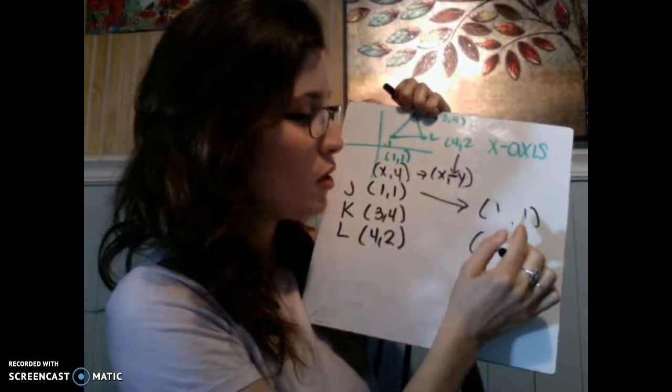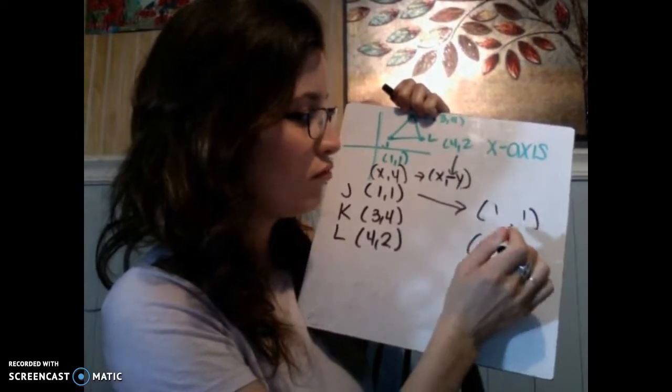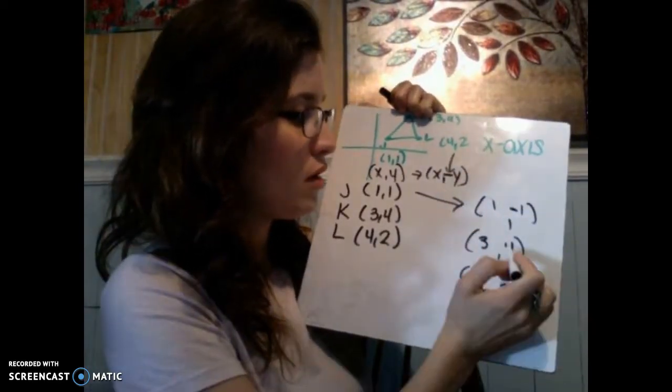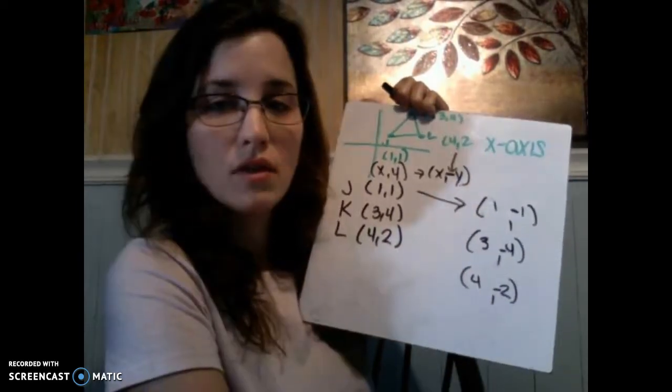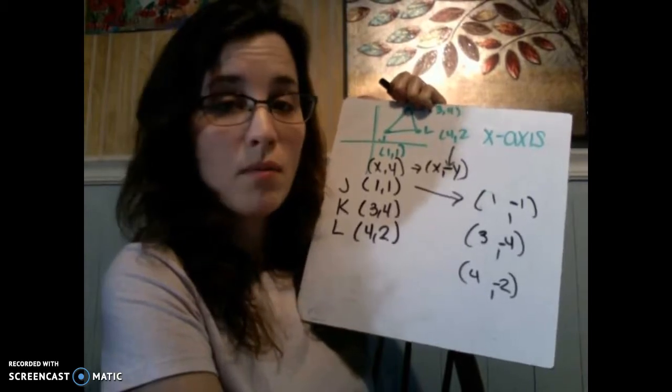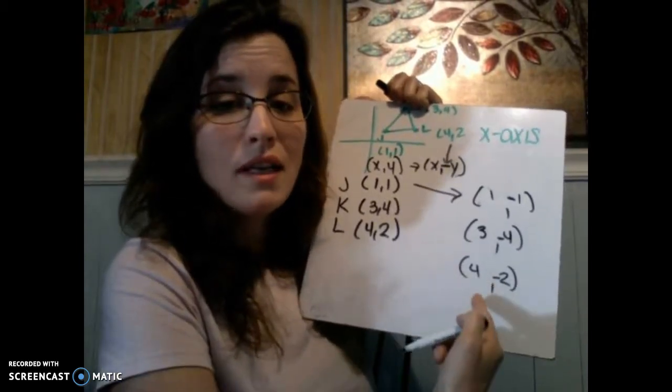So I'm going to simply go to each of my y coordinates and change the sign. Well, positive 1 becomes a negative 1. Positive 4 becomes a negative 4. Positive 2 becomes a negative 2. Boom, I got all my new points. And then all I have to do is graph them.